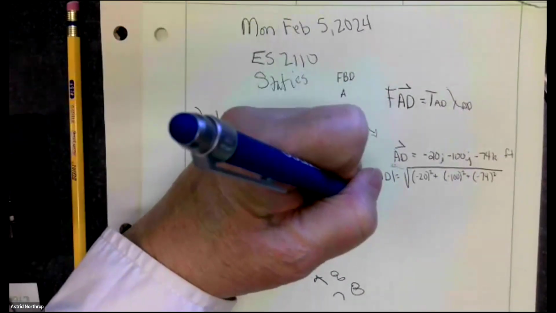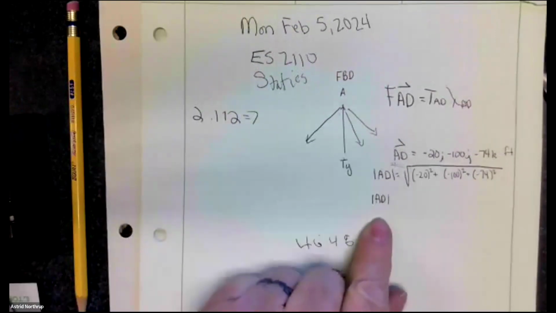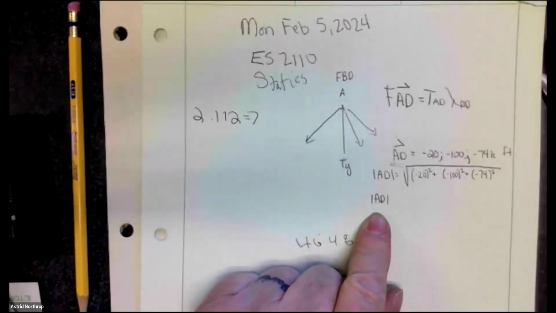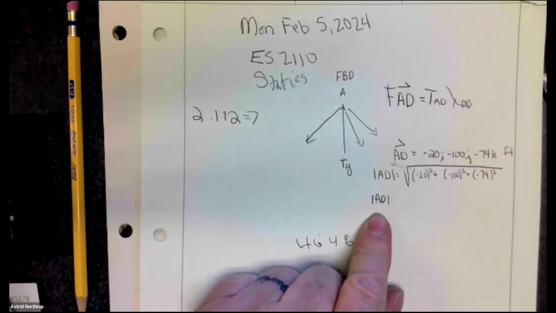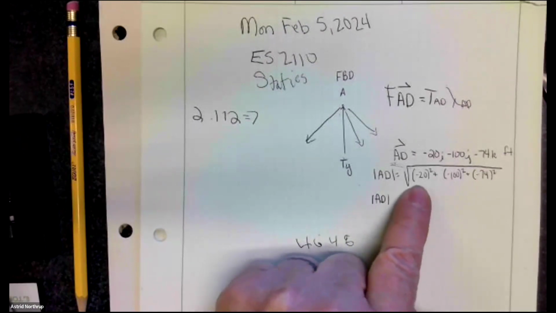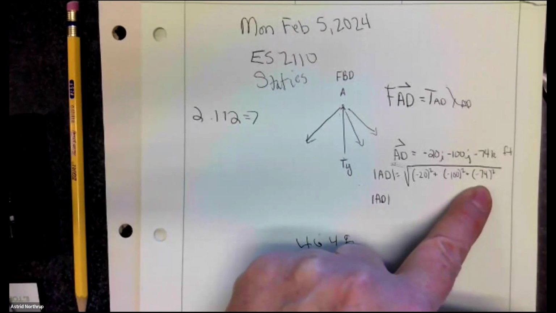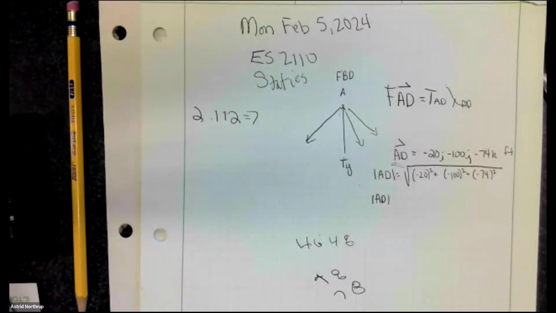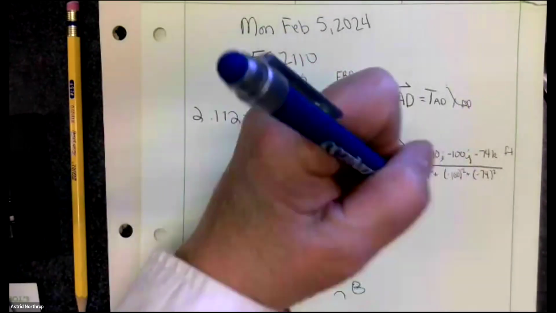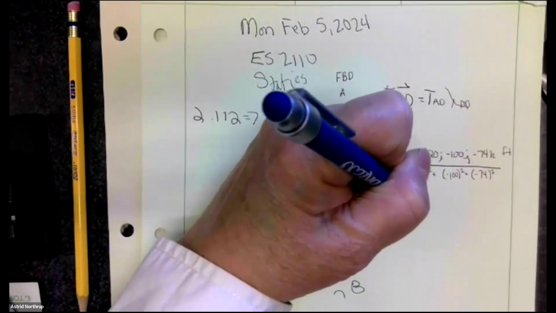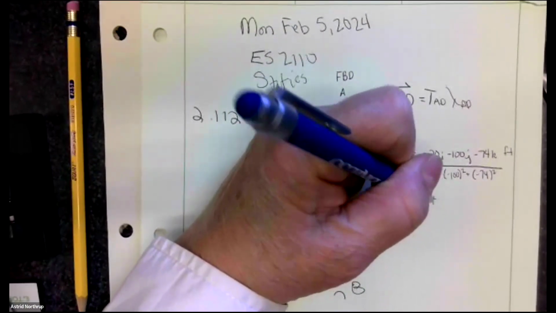So that means that the length of AD, or the way I'm writing it, the magnitude of AD, is going to be 20 squared plus 100 squared plus 74 squared equals, and then I need to take the square root of that. Square root, second answer, 126. And that's what you said. Very good. 126 feet. All right.